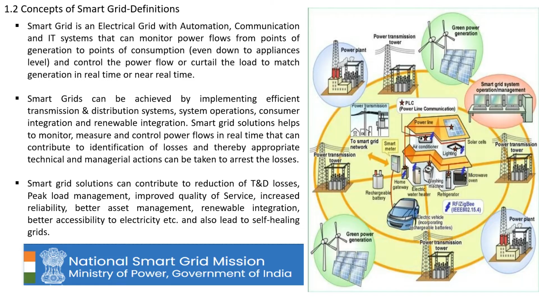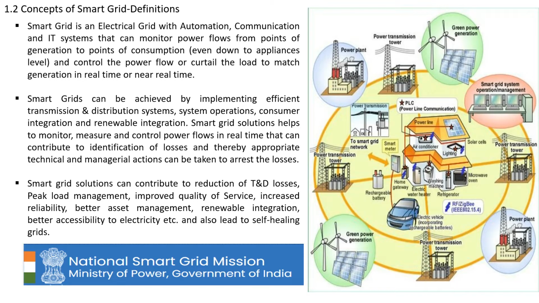So, concepts of smart grid. What is the smart grid definition? Smart grid is an electrical grid with automation, communication, and IT system that can monitor power flows from point of generation to point of consumption and control the power flow or curtail the load to match generation in real time or near real time.